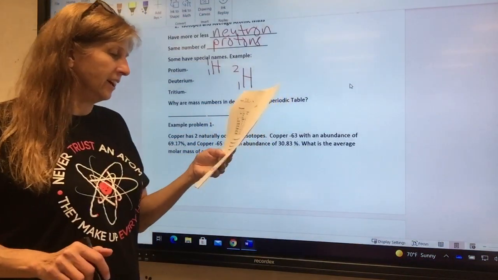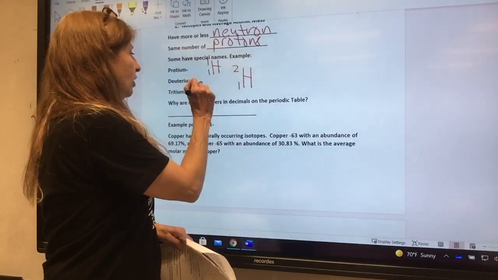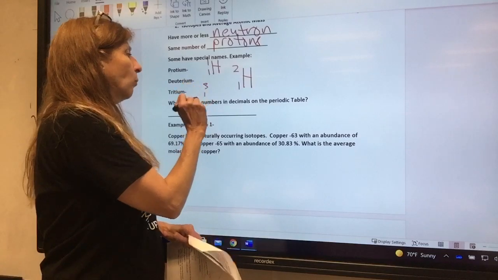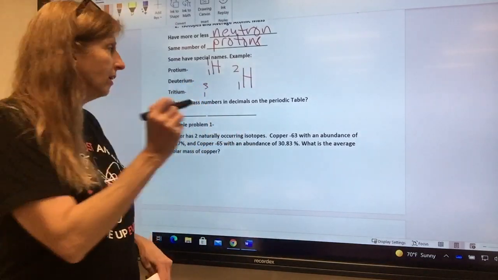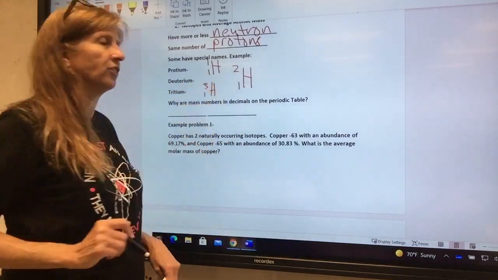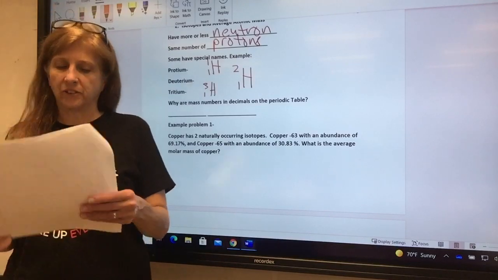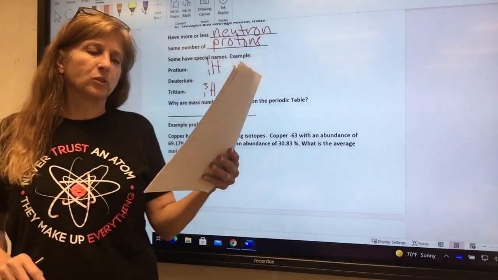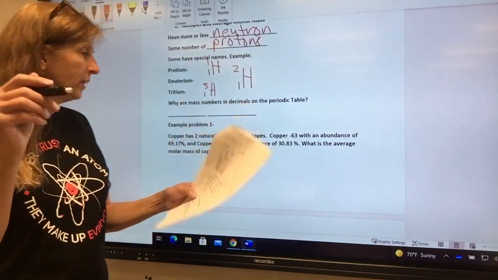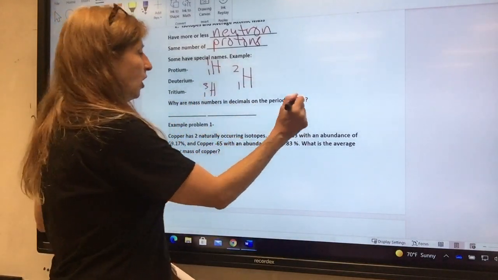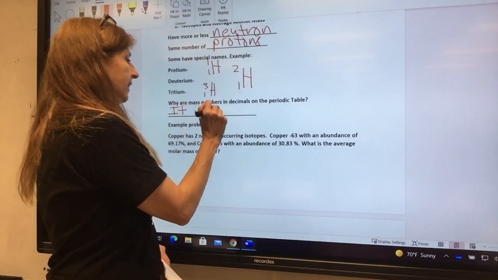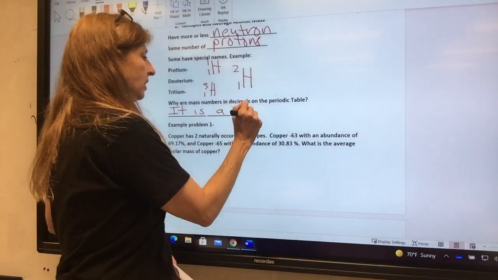All right. The other one is tritium, and it's got 2 neutrons, giving you a mass of 3, 1 proton, because it can only have 1 because it's a hydrogen. So these are some special ones that have special names. Now, why are mass numbers in decimals on the periodic table? The reason why is a couple of things, but what we're going to say is that it is a weighted average.